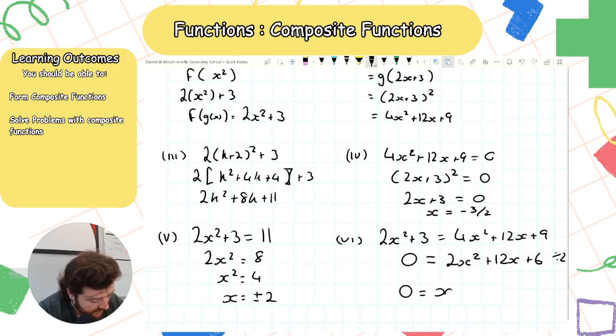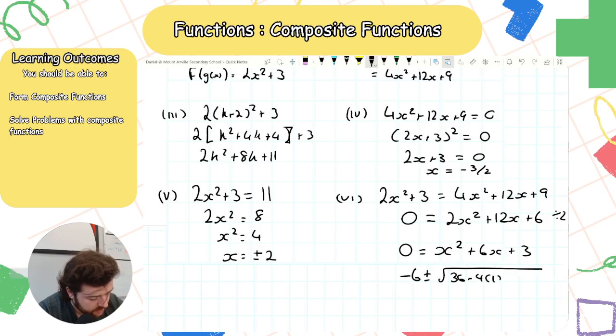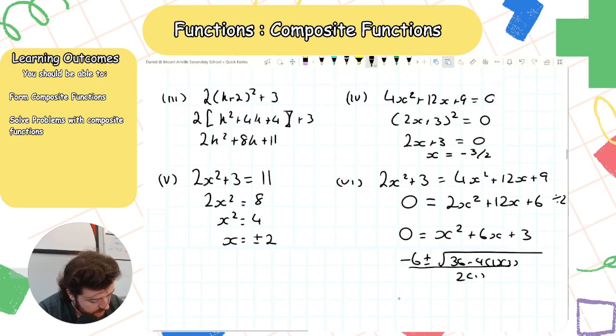I'm going to get x squared plus 6x plus 3. So I'm going to have to use my minus b formula here. So minus 6 plus or minus the square root of 6 squared, which is 36, minus 4 times 1 times 3, all over 2 times 1, which is equal to minus 6 plus or minus 36 minus 12 is root 24.